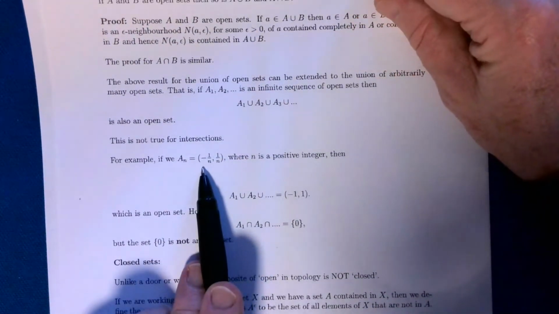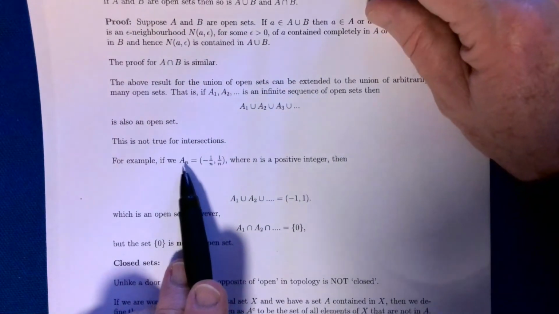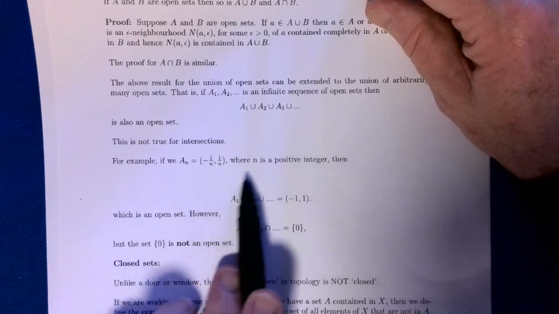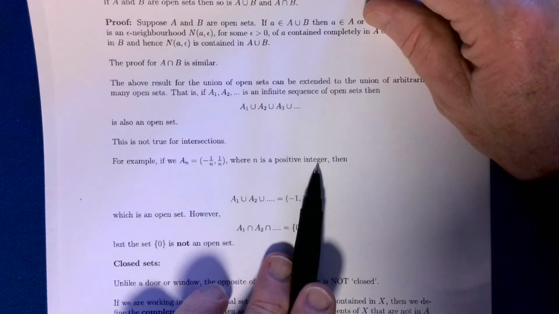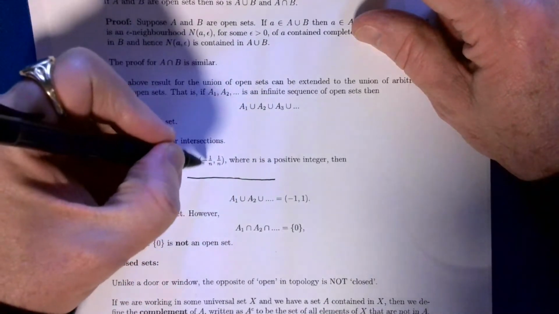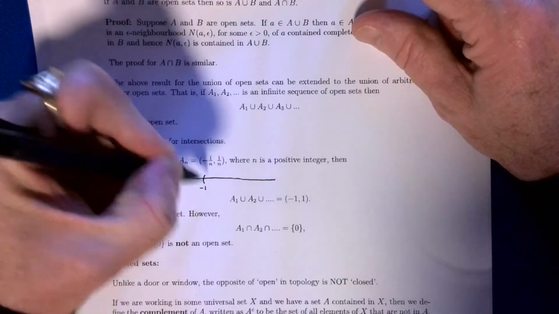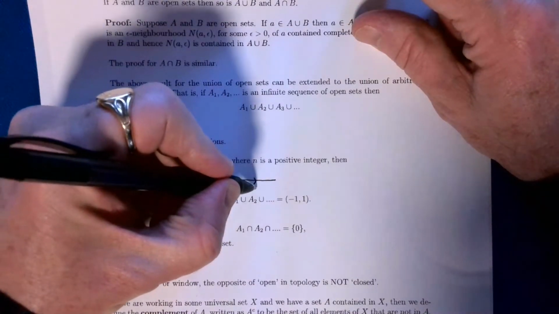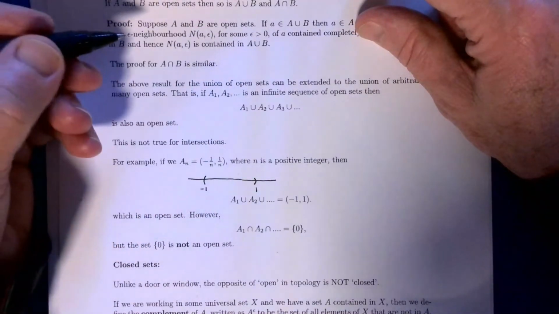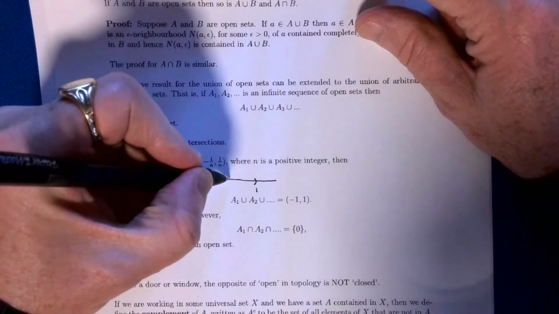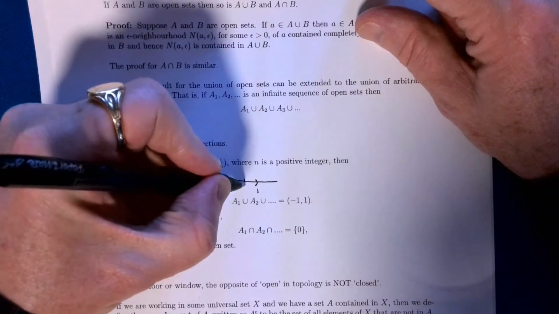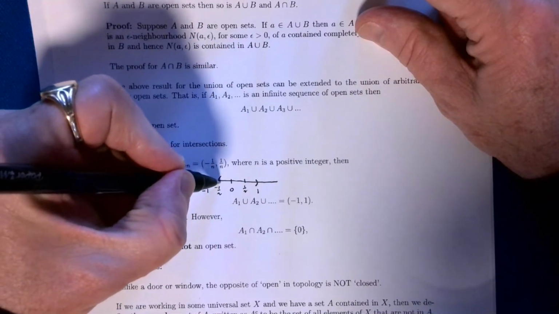So here's my set. A sub n looks like this open interval: -1/n, comma 1/n, where n is any positive integer. So let me draw a little picture of this. If n is 1, for example, this will be the open interval -1, comma 1. So A1 consists of all the points inside this interval. If I put n to be 2, I'll put 0 in the middle, then we get -1/2 up to +1/2, and that would be this open interval.